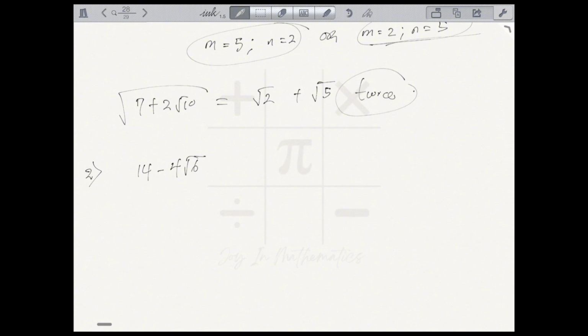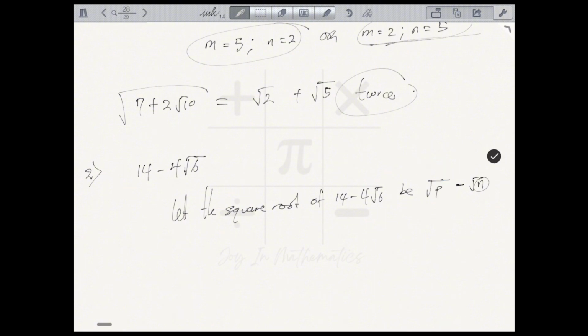14 minus 4 root 6. Now, in the same vein that we did, we say let the square root of 14 minus 4 root 6 be... we can still use m, and we can also still use n. Now this is minus, okay? If it is minus, like we explained earlier, the square root also will contain a negative sign.